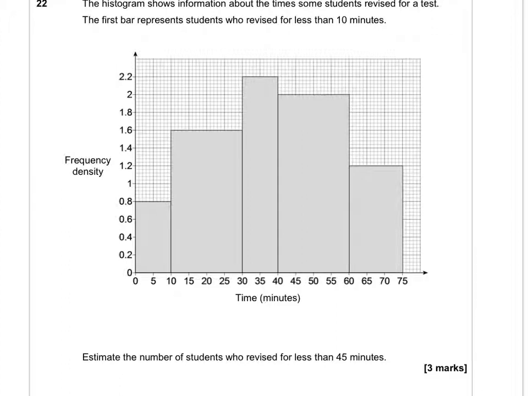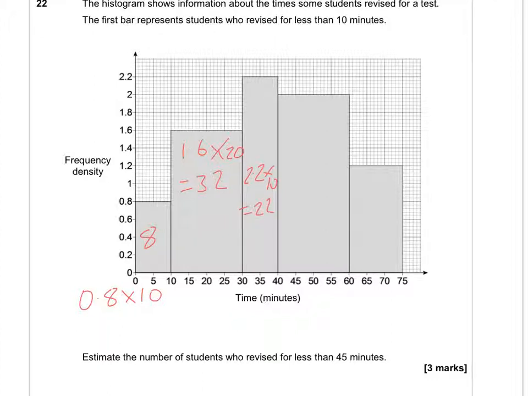Question 22 is asking me to estimate the number of students who revise for less than 45 minutes. In this case, I need to find out how many people are represented by each bar. So to do this, I need to multiply the frequency density by the width of that bar. So on the first one, I'm going to do 0.8 times 10, which is 8. For this second one, I'm going to do 1.6 times 20, which is 32. And the next one I'm going to do 2.2 times 10, which gives me 22.